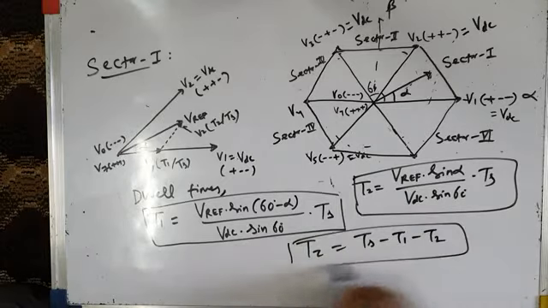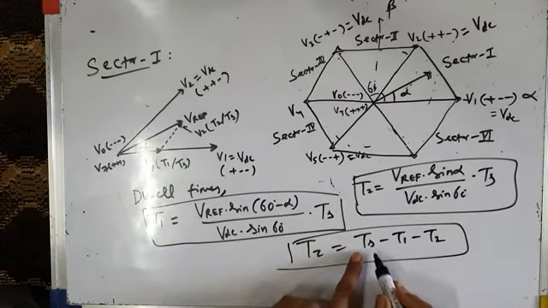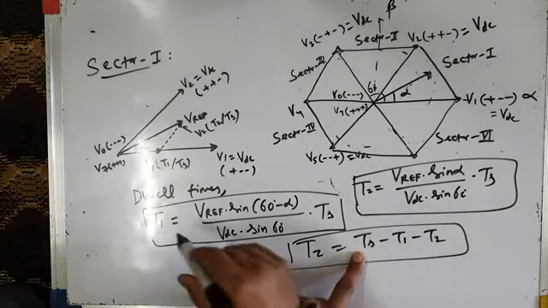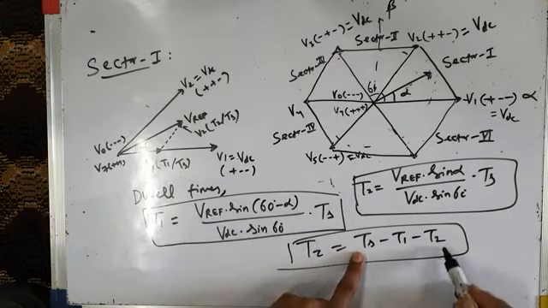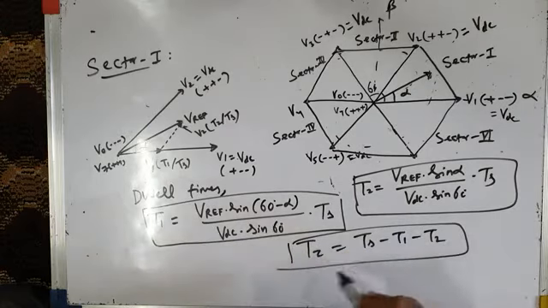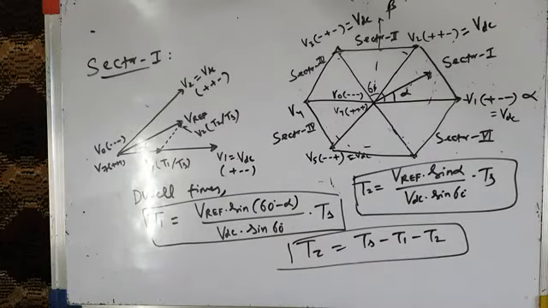You know what the total subcycle interval is. That depends upon the switching frequency. If the switching frequency is 10 kHz, you can find this Ts. And then T1 you can find from this equation, T2 you can find from this equation. Substitute here, and you will get the time interval for which the zero voltage vector has to be applied across the load. Now these are very interesting equations.